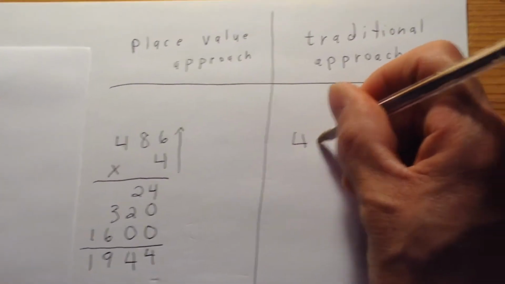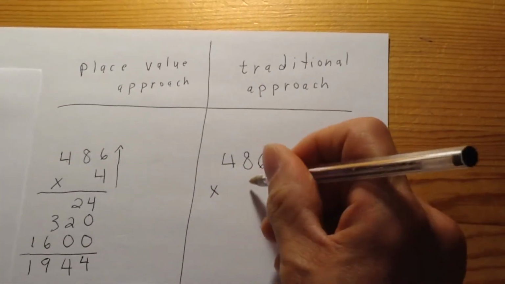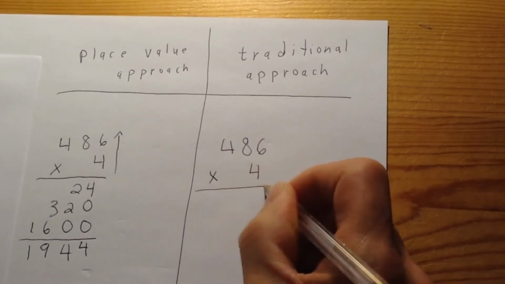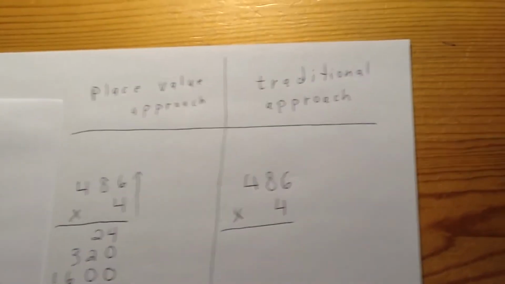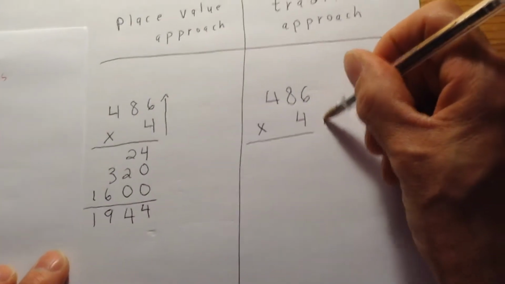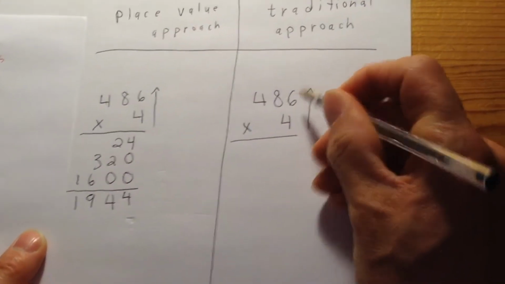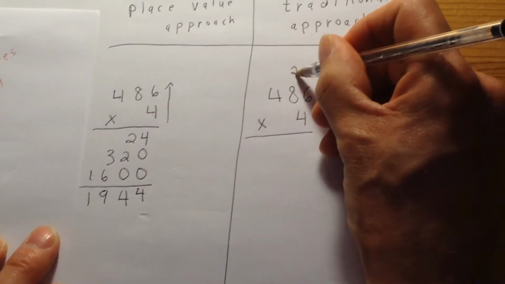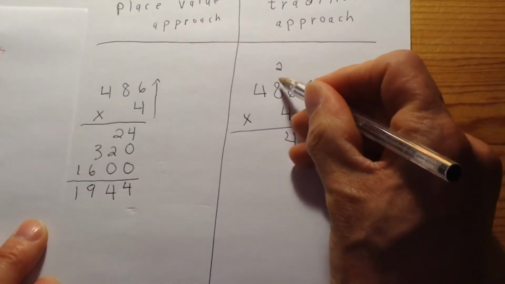In our next approach, this is called traditional. Some may consider the place value approach easier, others will be thinking, I prefer traditional. This one does involve carrying, which we learned back in our unit in October on addition. 4 times 6 is 24, so we carry that. 24. We carried the 2 from the ones to the tens.